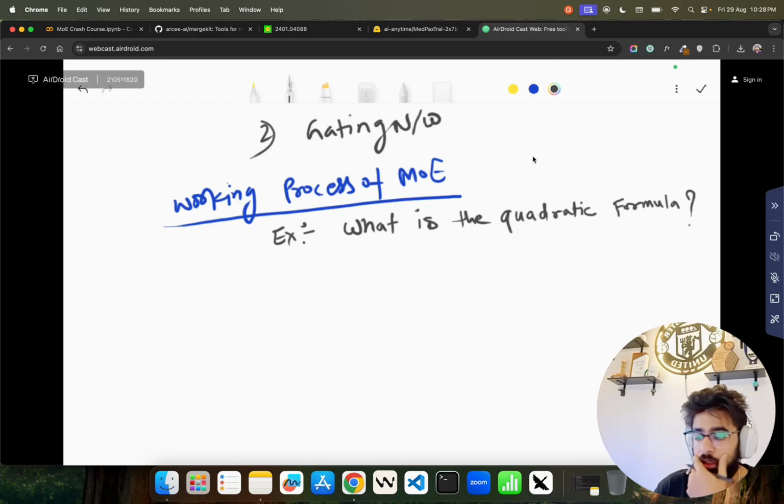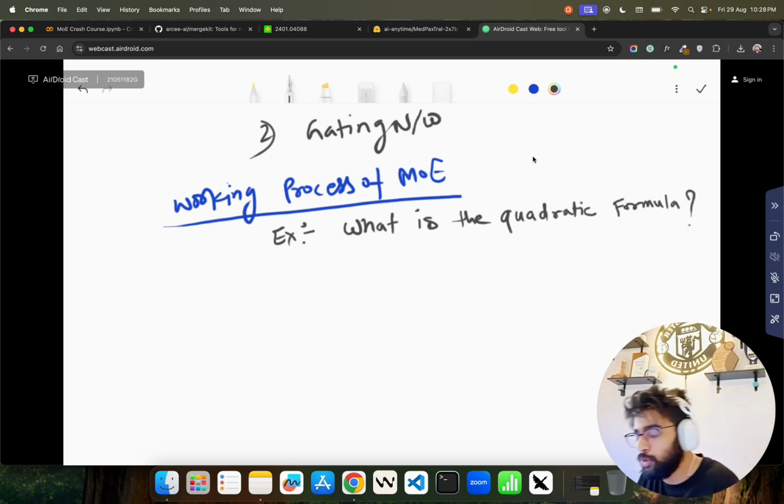Okay, we have studied these quadratic equations in our high schools, right? Even before that. So what is the quadratic formula, right? Let's take this as a question. I'll just give you a complete walkthrough at a high level of what the working process of MoE is, how does it start?